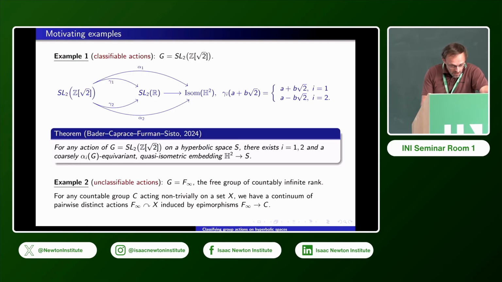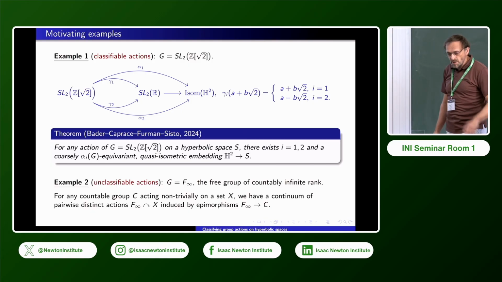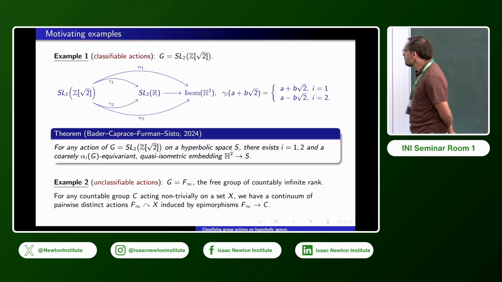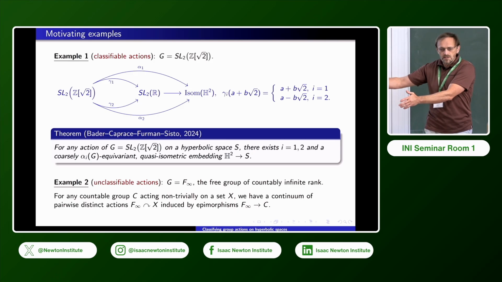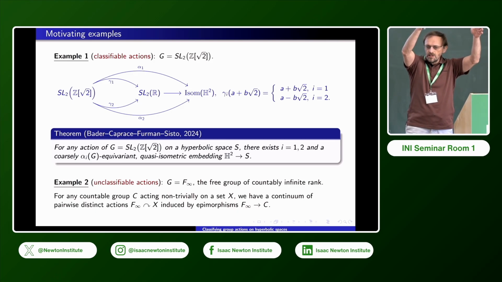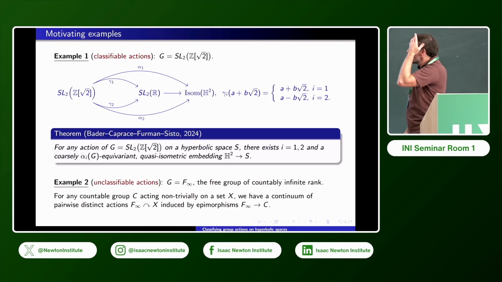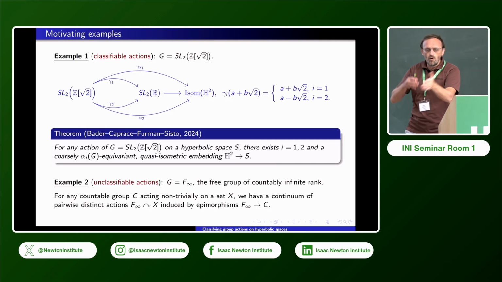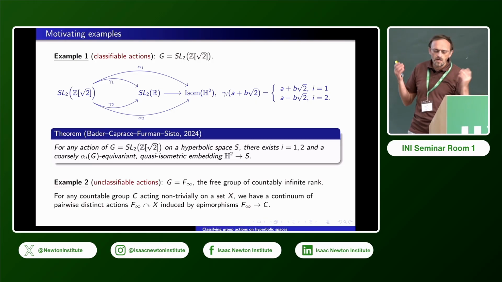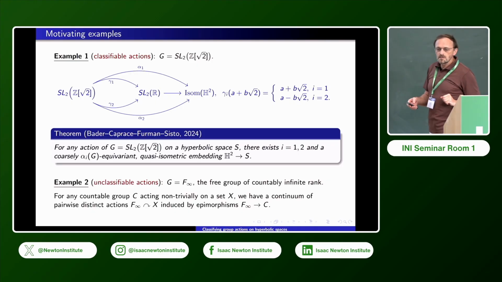And on the other side of the spectrum, we have the free group on infinitely many generators, or you can even take F2. If you have any countable group acting on a hyperbolic space, there is an action of the free group F infinity that factors through that action. So asking to classify all actions of F infinity on hyperbolic spaces is the same as asking to classify all possible actions of all possible groups on hyperbolic spaces, which is clearly a wild problem. So you see that in the first case, actions are kind of classifiable. In the second case, they are not classifiable.